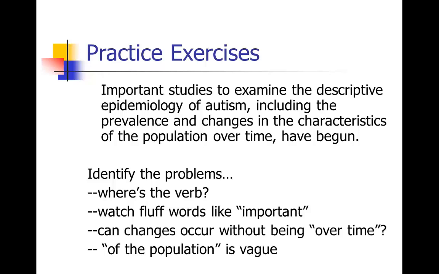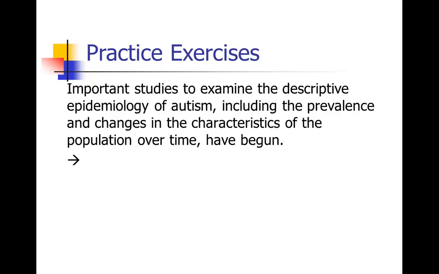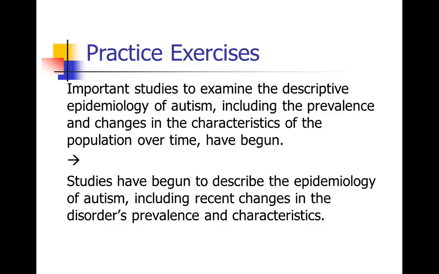And then at the end of the sentence, we get "in the characteristics of the population." Well, that's very vague. Of what population? Unless you're going to specify a particular population, "of the population" is just too vague in general to add anything. It's just extra words, so you might as well cut it. So I took this sentence and rewrote it, keeping all of these points in mind. "Studies have begun to describe the epidemiology of autism, including recent changes in the disorder's prevalence and characteristics." Notice I moved the verb up, and instead of "examine the descriptive," I put "to describe."